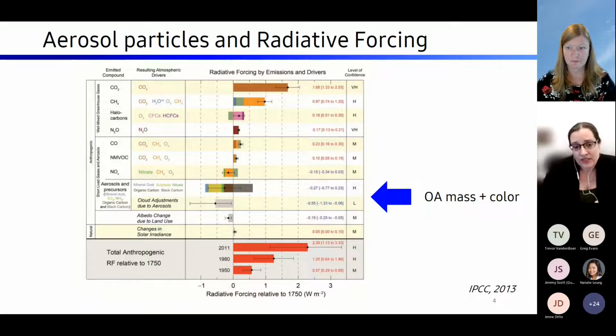The other side of this is the fact that these aerosol particles can act as cloud condensation nuclei. So this is the indirect effect. And this is, again, leading to net cooling on the climate.